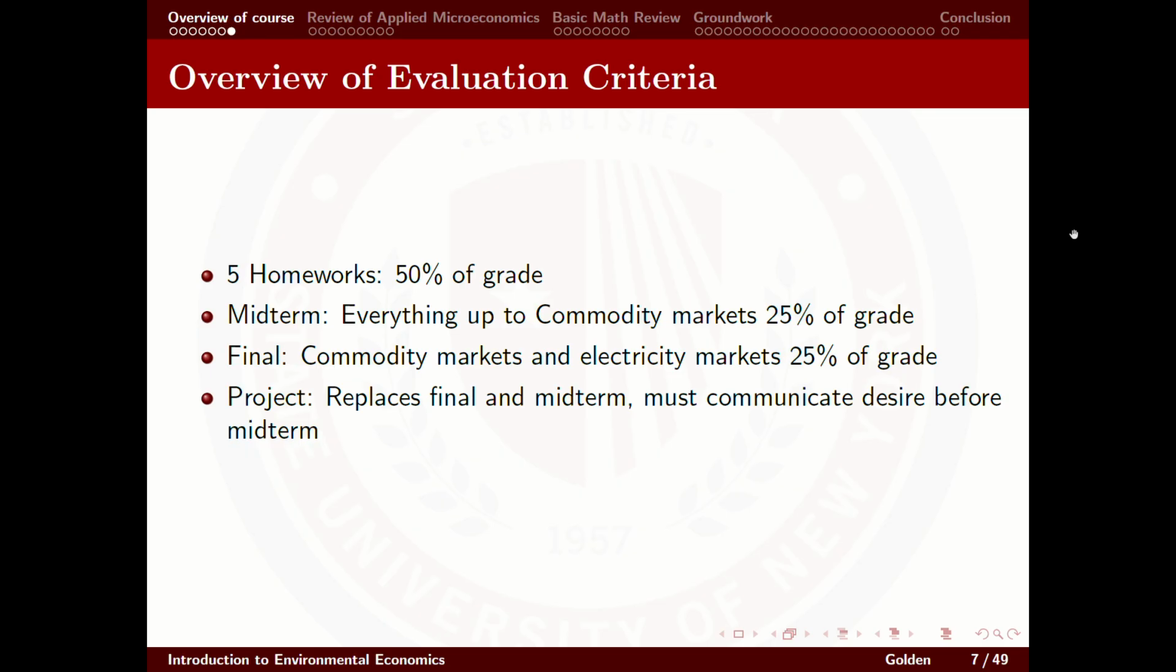You can choose to do either the final and the midterm or the final project, which will replace the final and the midterm. You can figure out more about the final project online. The description is uploaded. You have to communicate with me at least before halfway through the course about what you want to do on the project, because I want to make sure that I've set you up for success and potentially making a good grade on the project. I don't want you to do the project and find out, actually, this isn't what I want.